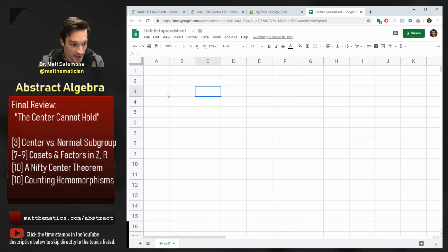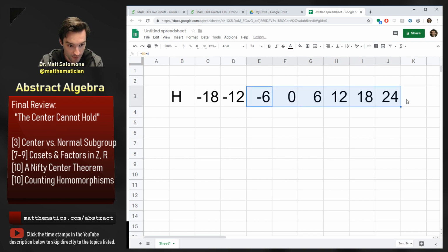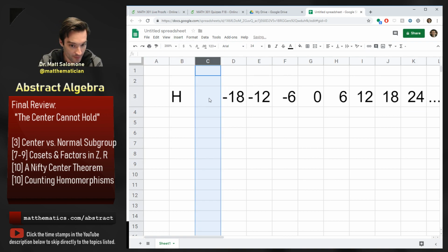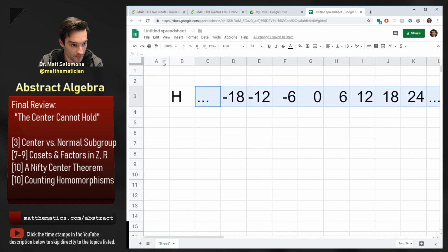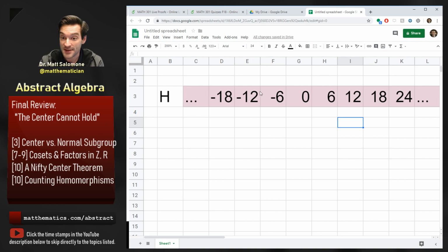All right, so in my group Z, I've got a subgroup that we're calling H, and it's made up of all the multiples of 6. So let me put in some multiples of 6, and we'll remind ourselves that there's really a dot, dot, dot on both ends of this. Right, so here is my subgroup. Let me make sure it all gets on the screen here. And as I'm accustomed to doing, let's shade it a certain color. So here's my subgroup inside of Z.